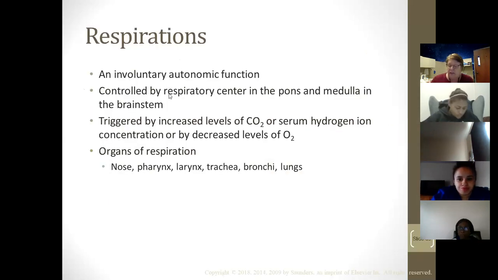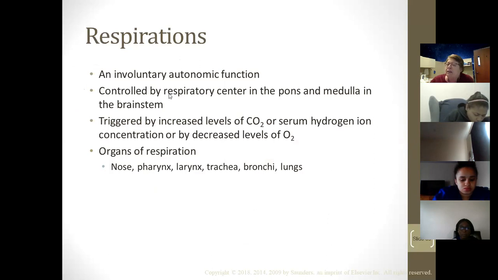Okay, so we've talked about temperature, pulse, and respirations. This is respirations, okay? You can't control your breathing. You may control it for a minute, a few seconds, but your body's going to breathe whether you want to or not, okay? So it's involuntary. And it's caused by the respiratory center in the pons and the medulla, and those are in your brainstem at the back of your head.